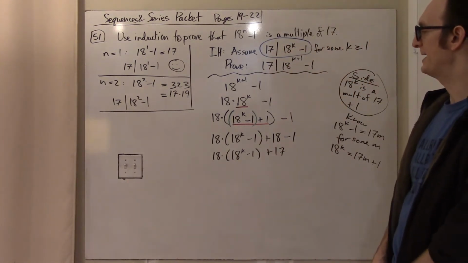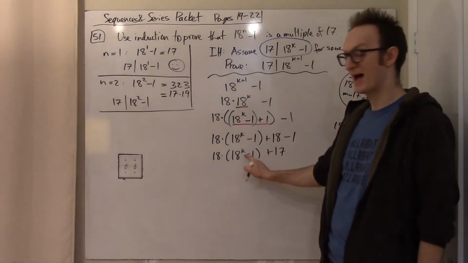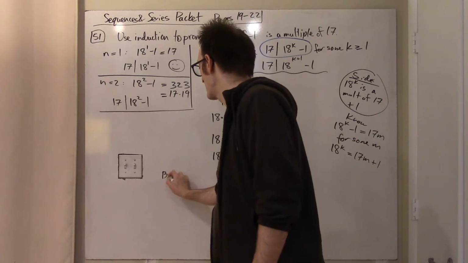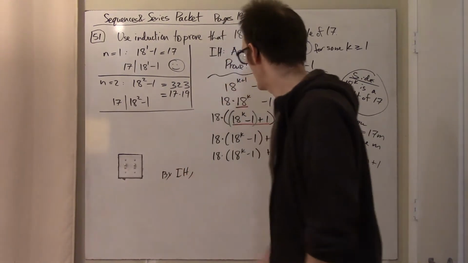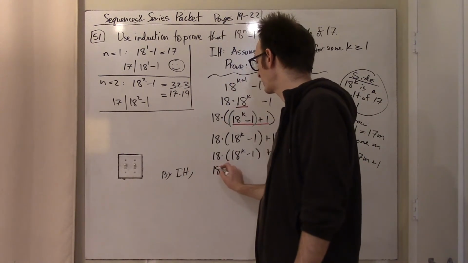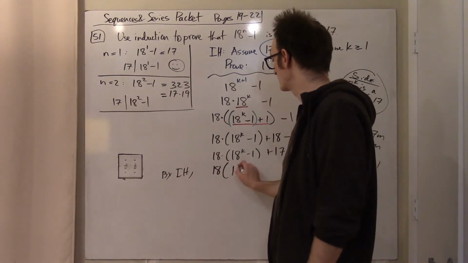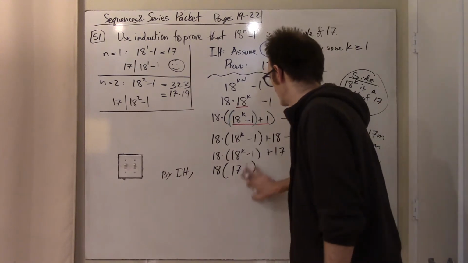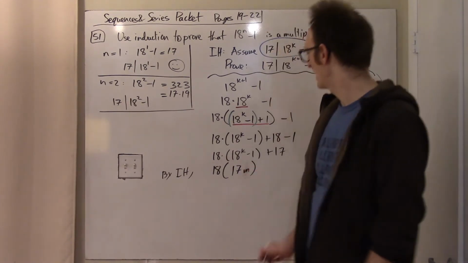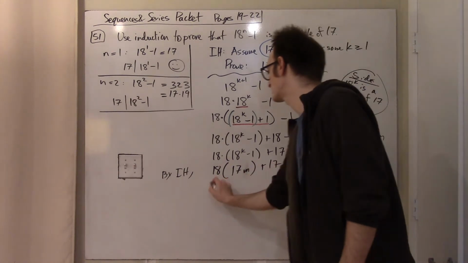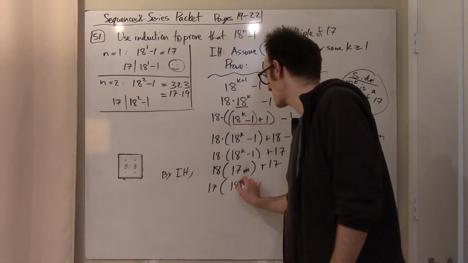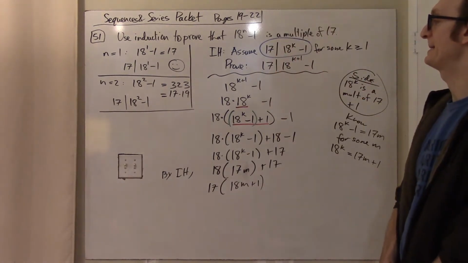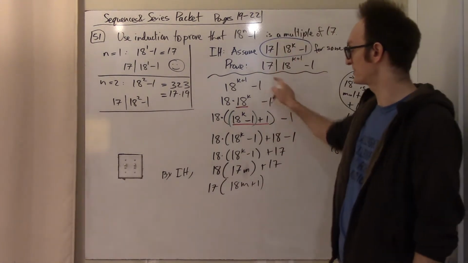And this is, by assumption, a multiple of 17. So now you say something like, by inductive hypothesis, this must look like 18 times 17p or something like that. I might as well just use m. It's the same thing I used over there. Plus 17. And so we have just shown that this is a multiple of 17.